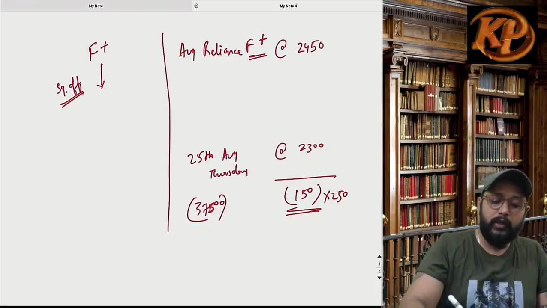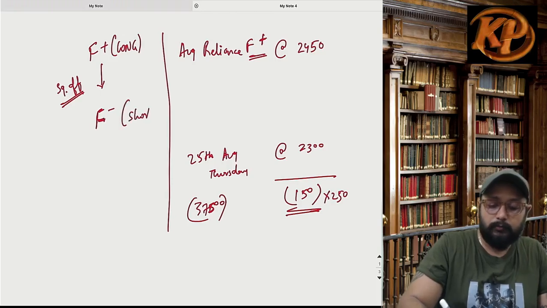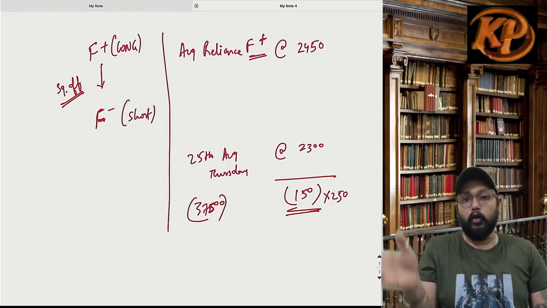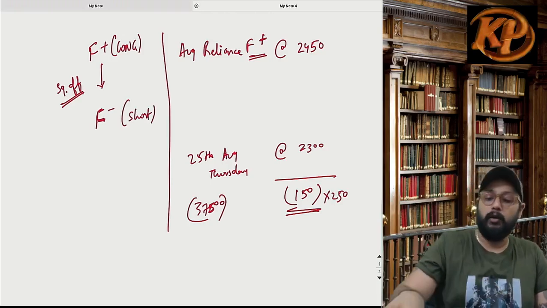How do you do that? What did you do initially? I took a long position. Now what do you need to do? You need to take an F minus, short position. Long will be squared off by taking a short. Similarly, short will be squared off by taking a long.